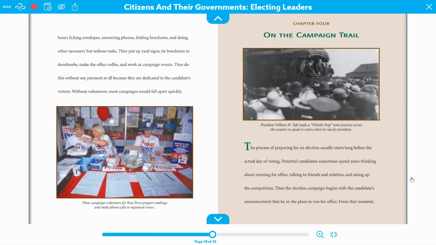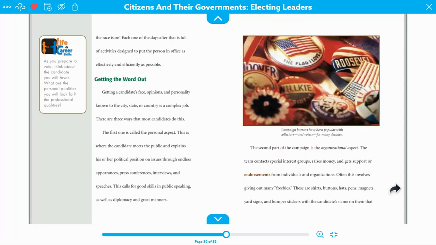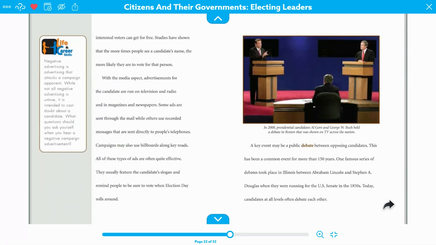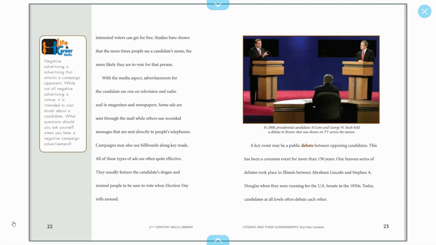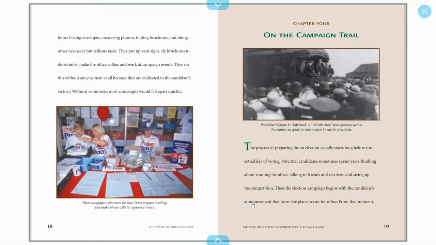So today's pages are 19, I believe 21. Let me just make sure here. Okay. Yeah, 20. I think it goes up to 21 today. So we're going to be doing that, and then you're going to be answering some questions. The questions that you're going to be having are related to the reading, but not necessarily. So I want to go over that as well with you. So we're going to read chapter 4 on the campaign trail today.